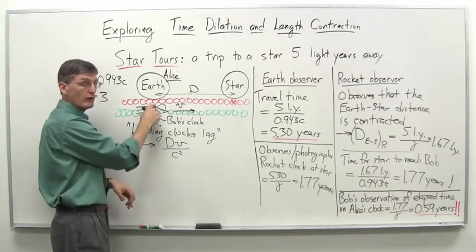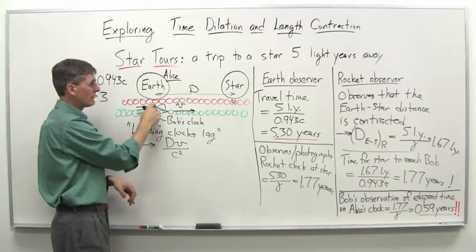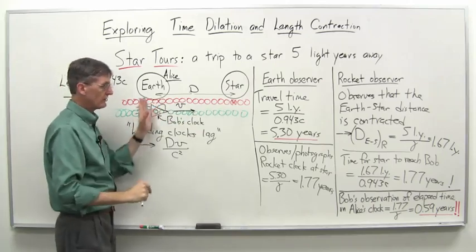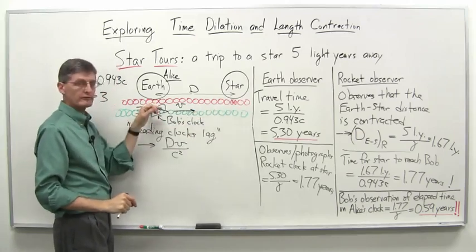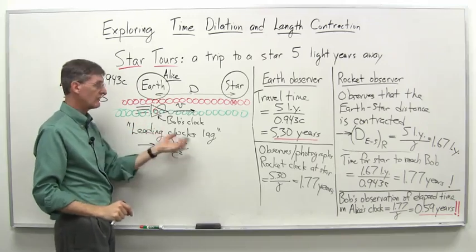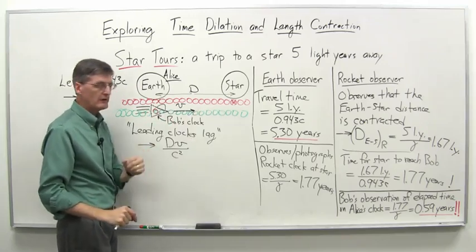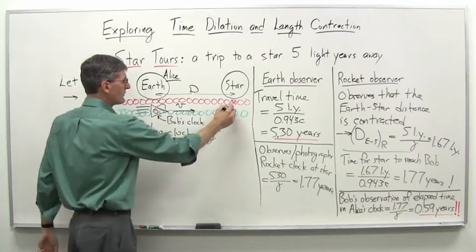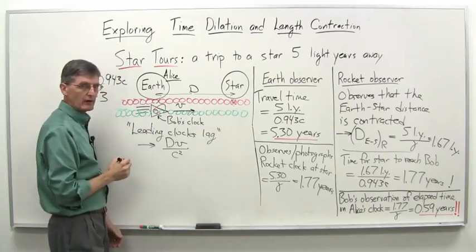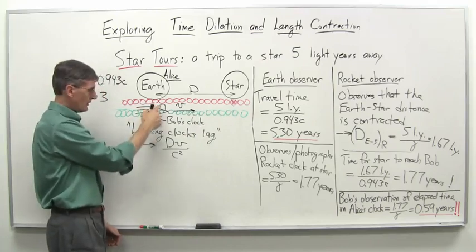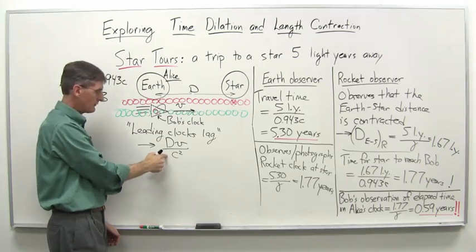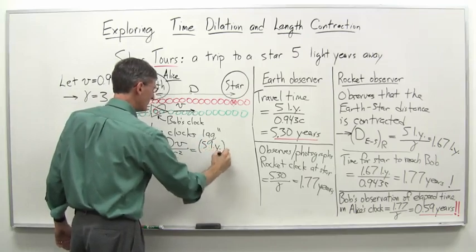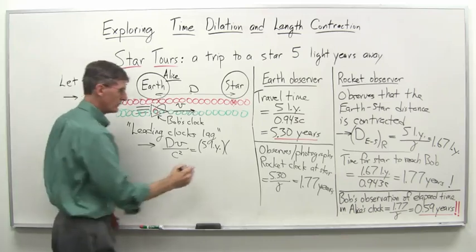In other words, if this is 0, leading clocks lag, so this clock, as it's moving this way, lags this clock. This clock is ahead. Clocks in the rear are running ahead of clocks in the front. Leading, or the way we've been saying, leading clocks lag. The clocks in front lag behind a clock in the rear if you have clocks moving past you. And so this clock right here lags behind this clock by this factor. Well, let's put some numbers in now. So d is 5 light years. V is 0.943c.